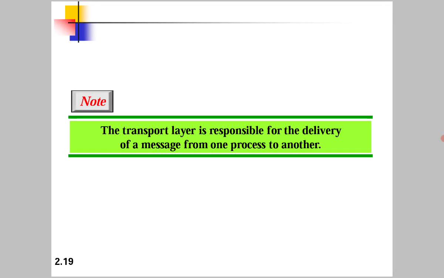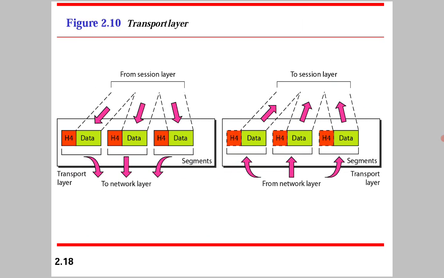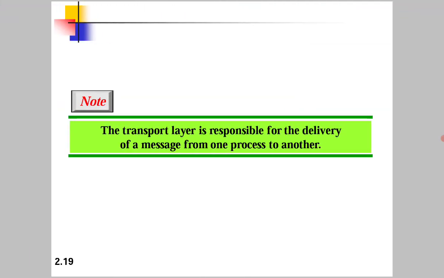The transport layer is responsible for the delivery of a message from one process to another. In the transport layer we may use messages or segments. The transport layer is responsible for the delivery of a message from one process to another.